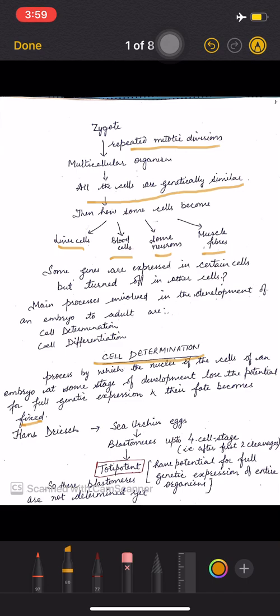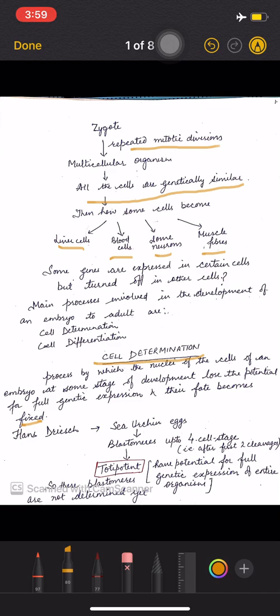It means that as the development proceeds, as the development stages progress, their potential for full genetic expression decreases and their fate becomes fixed.